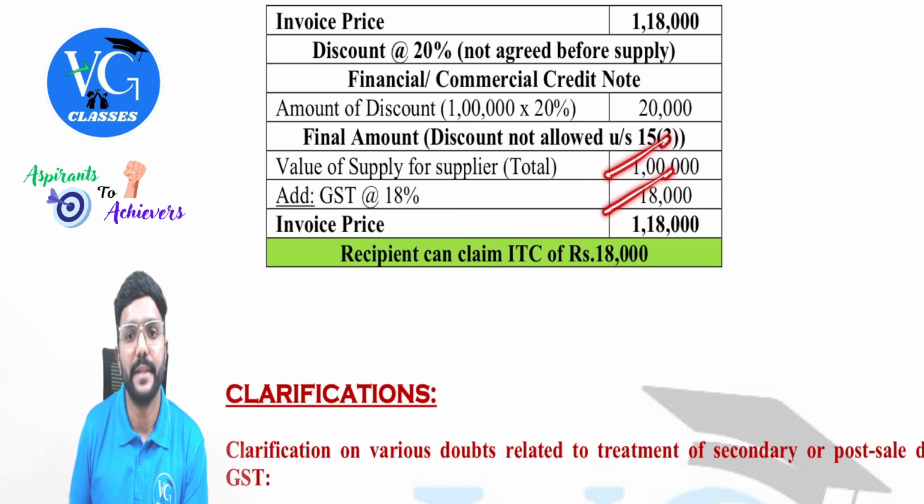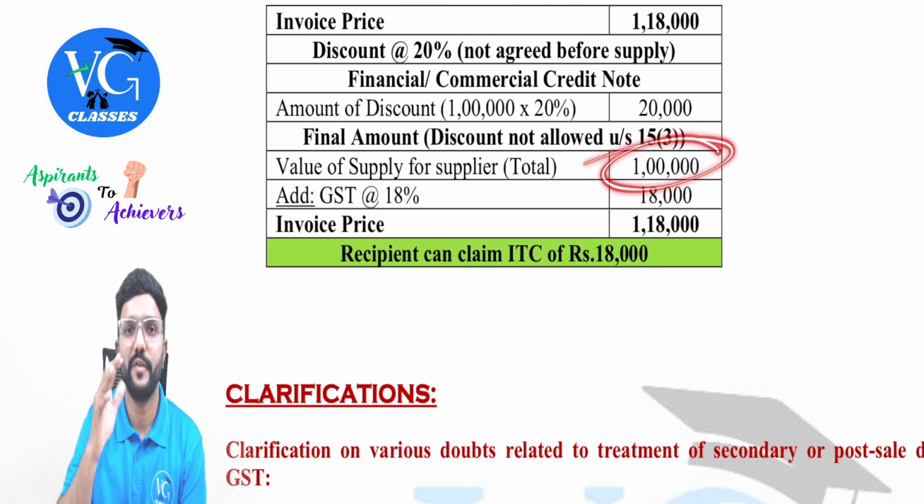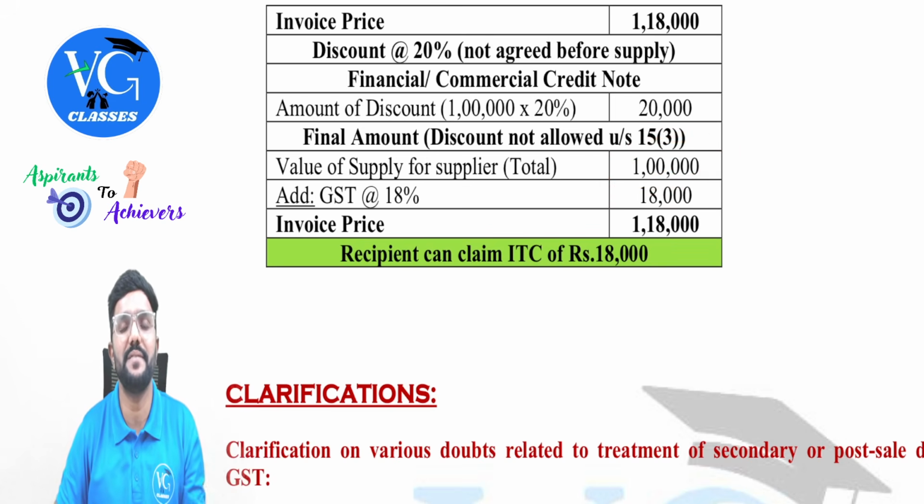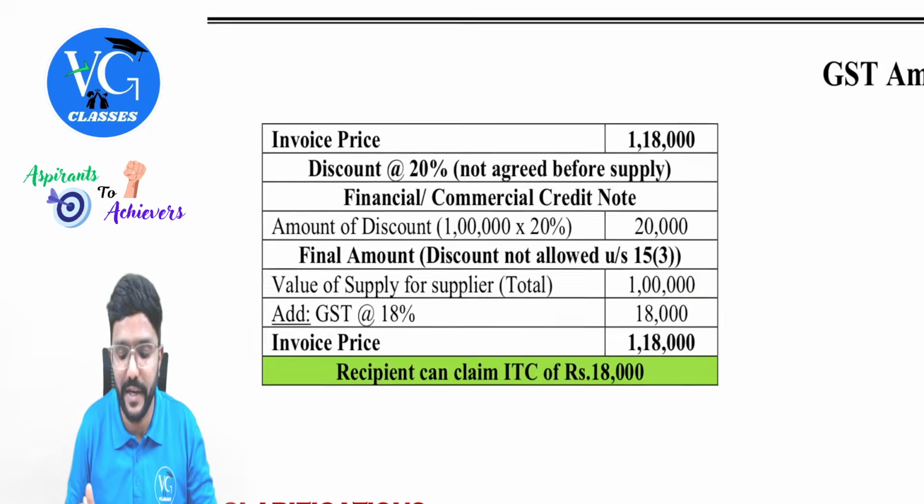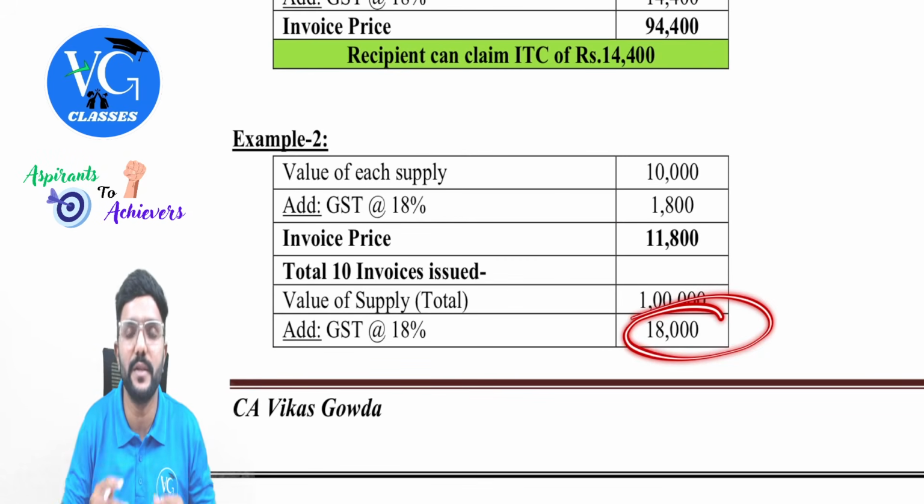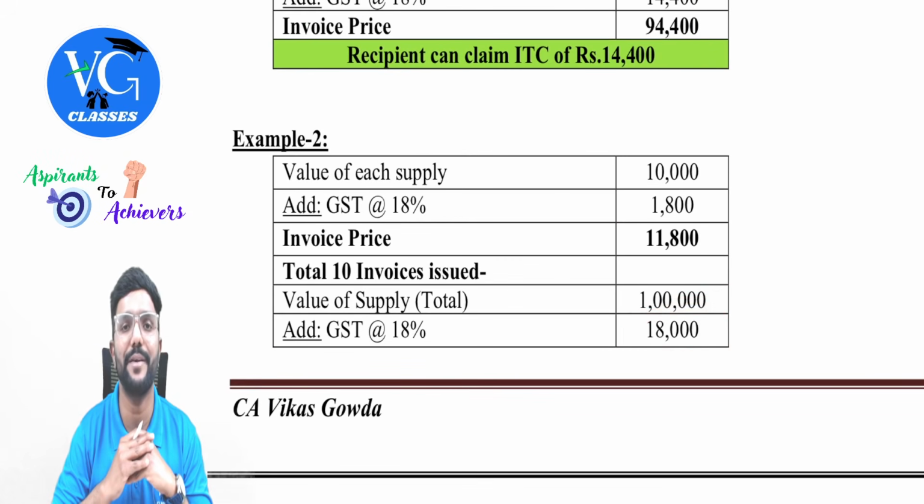1 lakh plus 18,000. Sir, what about discount? Should we reduce discount here? No, we cannot reduce because the conditions given under section 15 subsection 3 clause B are not satisfied. So what is the output tax liability of the supplier, guys? 18,000. Now, how much credit can recipient claim? 18,000 full. Should he reverse anything if he has already claimed full 18,000? Assume he has already claimed full 18,000 credit. Should he reverse anything? No, not required.